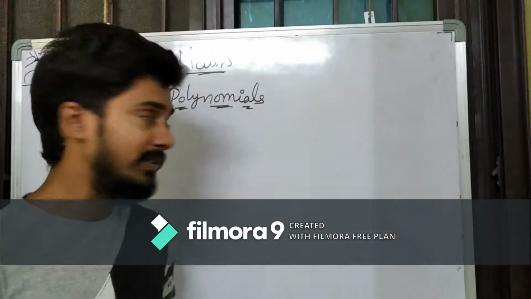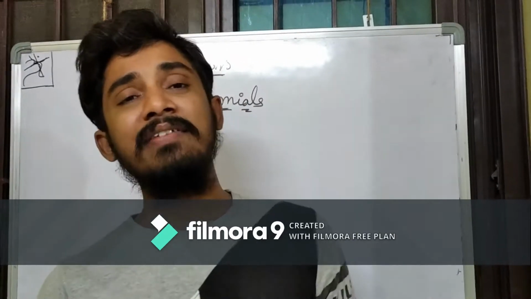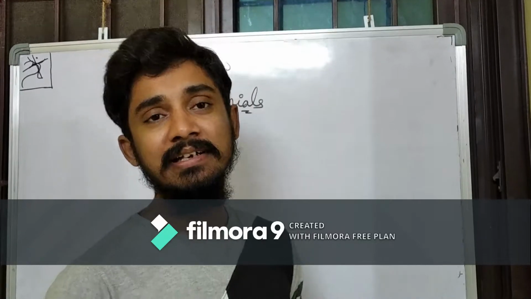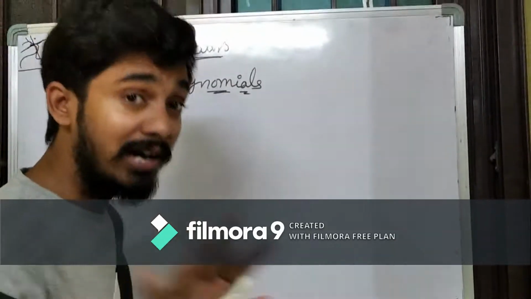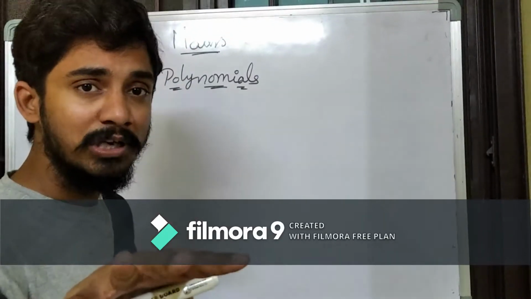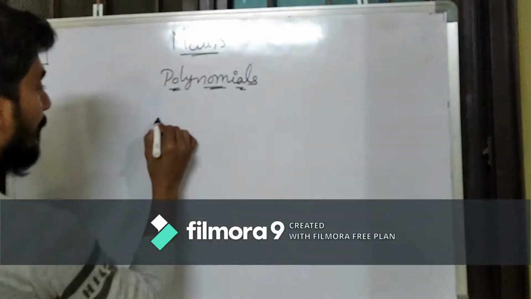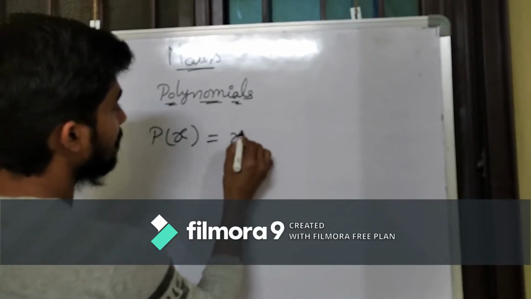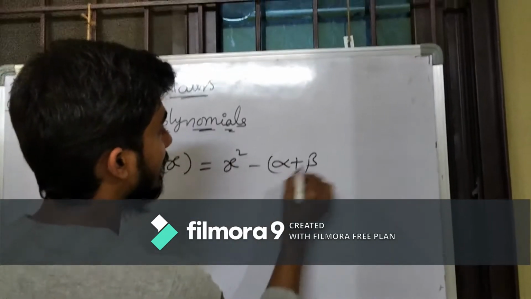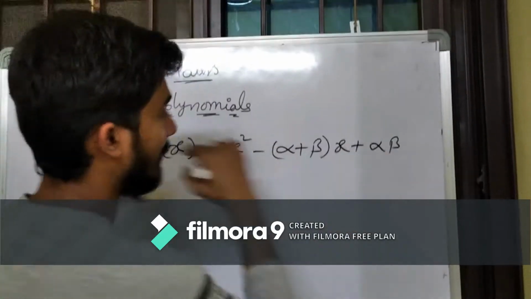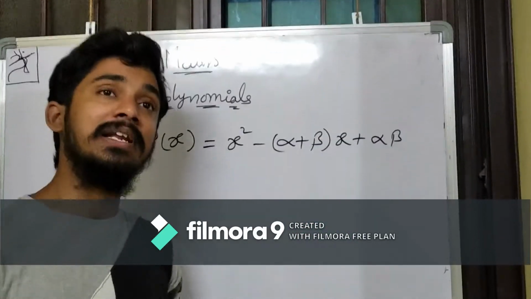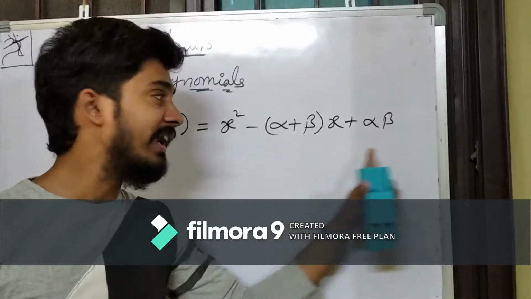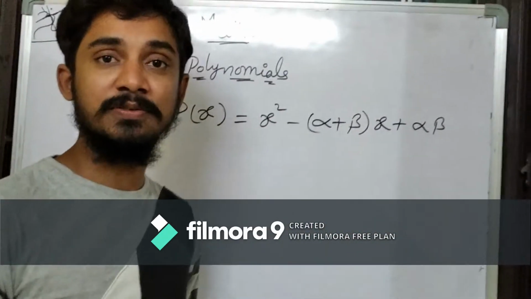Okay. Next, if two zeros alpha and beta are given, then the formula of the equation of a quadratic polynomial: if alpha and beta are zeros of a given quadratic polynomial, then the equation of the quadratic polynomial is p of x equals x square minus (alpha plus beta) into x plus alpha beta. If alpha, beta are zeros of a quadratic polynomial, then alpha plus beta means sum of the zeros, and alpha beta means product of the zeros.